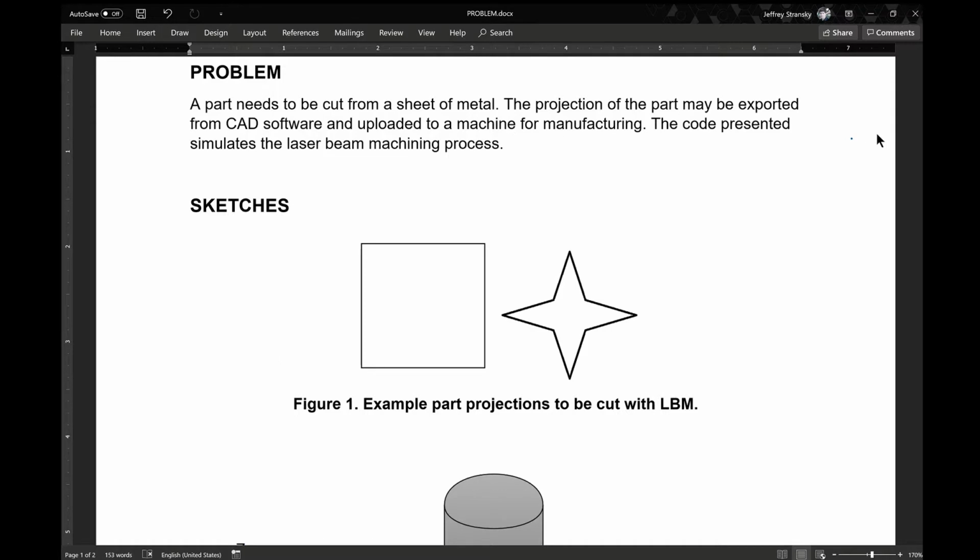Hello, this is the advanced manufacturing submission for my project on a simulation of laser beam machining. What I wanted to do with this project was to be able to take in some 2D projections of parts and upload them into a Matlab simulation so that we could output the time and the amount of energy required to cut out those parts.